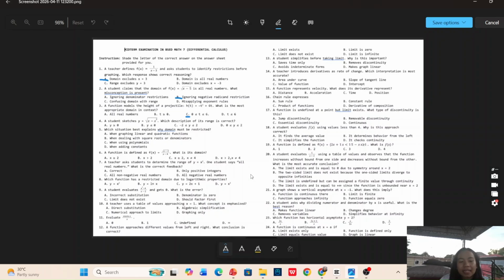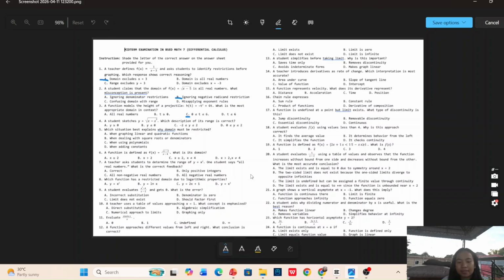Number 10. A teacher uses a table of values approaching x equals 1. What concept is emphasized? A. Direct substitution. B. Algebraic simplification. C. Numerical approach to limits. D. Graphing only. The correct answer for number 10 is letter C.